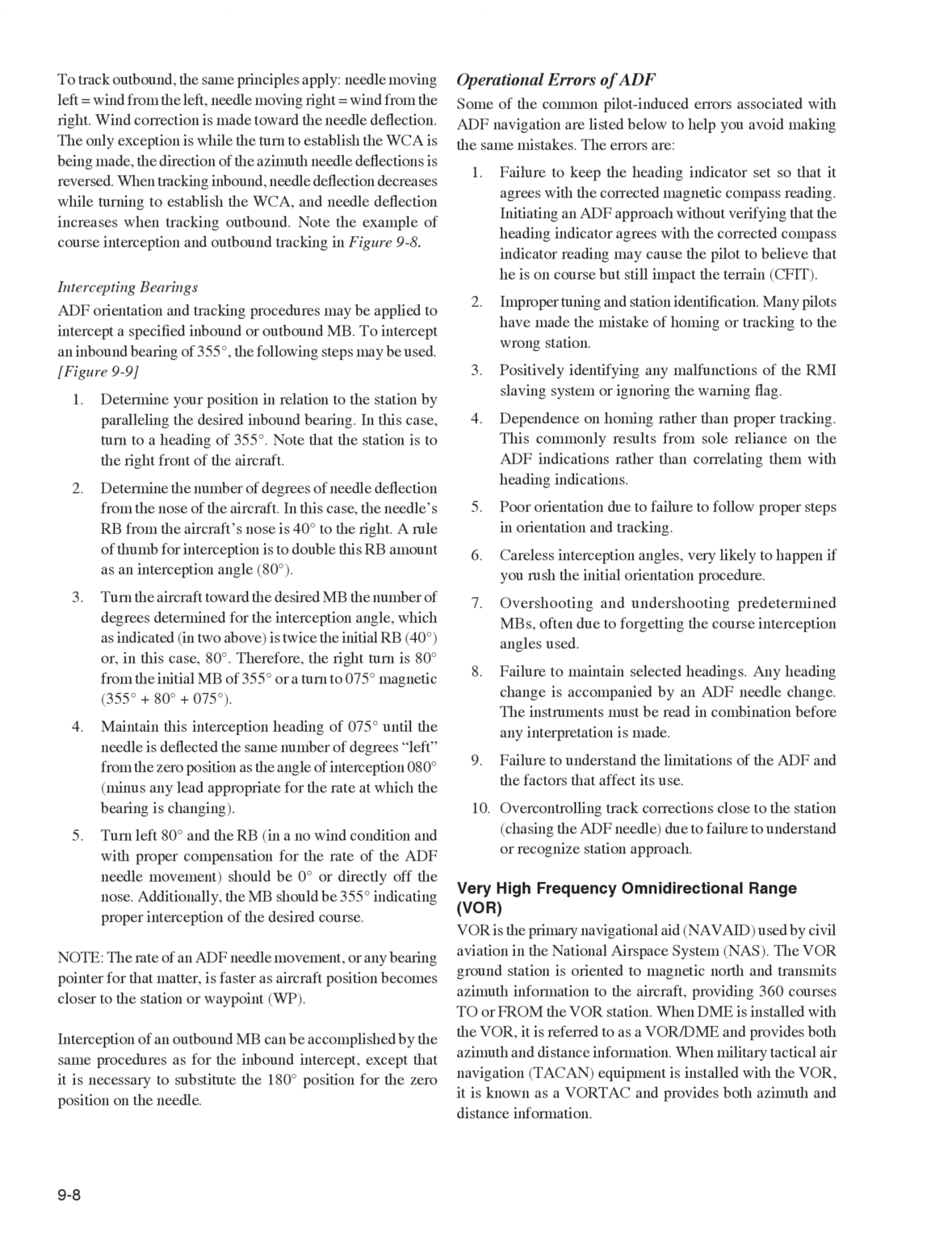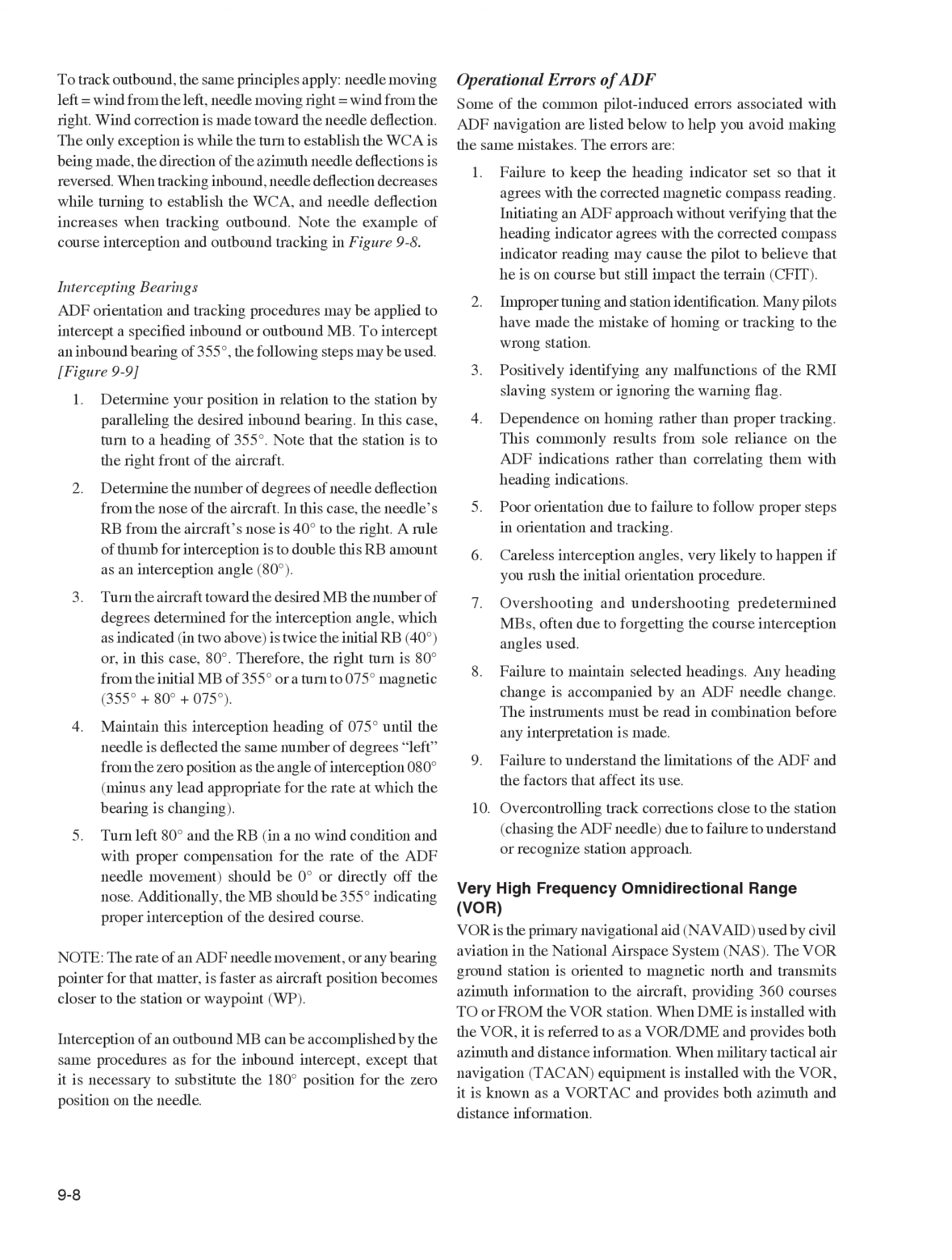Figure 9.9. 1. Determine your position in relation to the station by paralleling the desired inbound bearing. In this case, turn to a heading of 355 degrees. Note that the station is to the right front of the aircraft. 2. Determine the number of degrees of needle deflection from the nose of the aircraft. In this case, the needle's airbay from the aircraft's nose is 40 degrees to the right. A rule of thumb for interception is to double this airbay amount as an interception angle, 80 degrees.